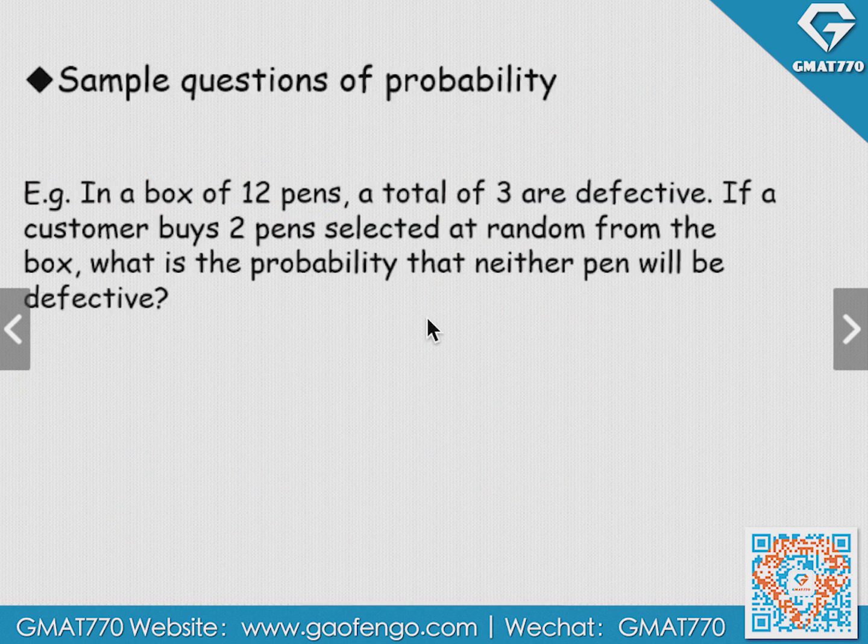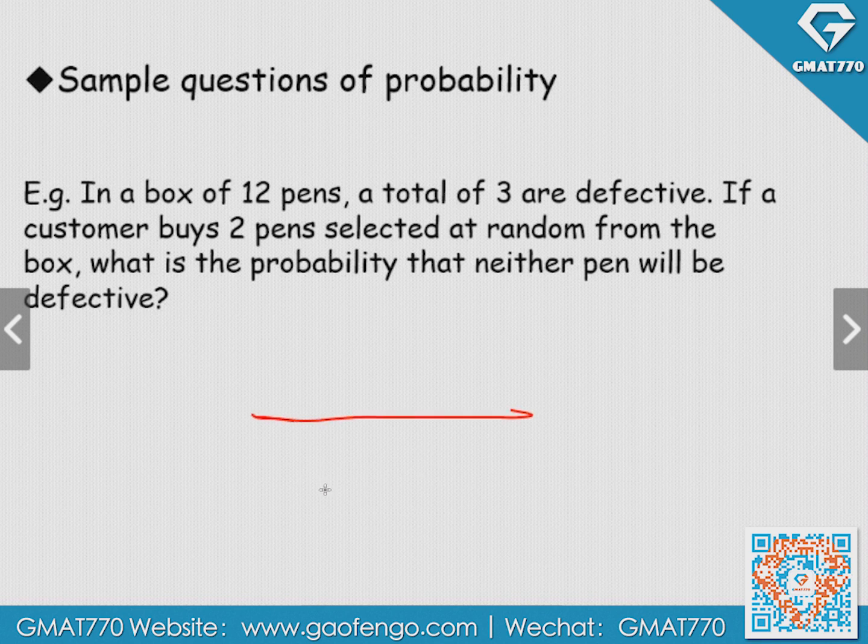Okay, so let's move on to questions of probability. The first question is quite basic. In a box of 12 pens, a total of 3 are defective. If a customer buys 2 pens selected at random from the box, what is the probability that neither pen will be defective? Well, as we learned before, we get the probability by dividing the outcomes that satisfy the question by all the outcomes in this question, which is actually a ratio.